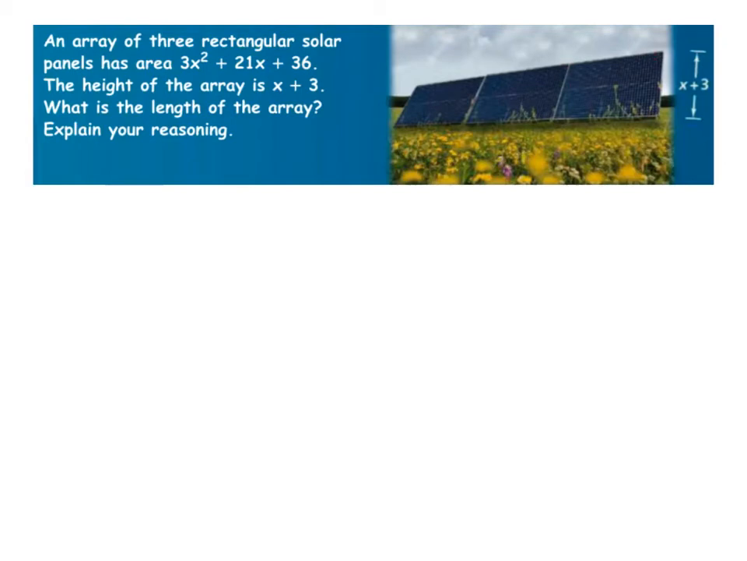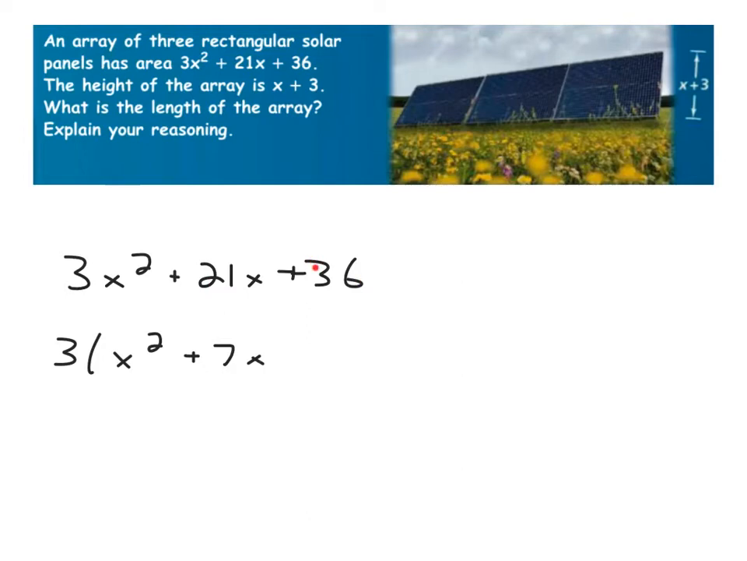In fact, if I write 3x squared plus 21x plus 36, you can see that we can factor a 3 out of all of these. All of these numbers are multiples of 3. So I'm going to pull a 3 out front. When I factor this by dividing by 3, we're left with x squared, and 21x divided by 3 is 7x, and 36 divided by 3 is 12.